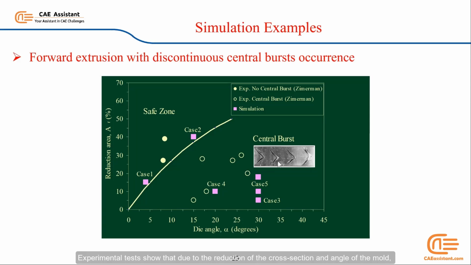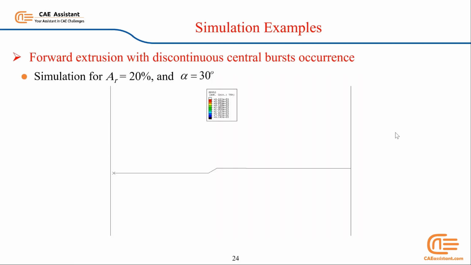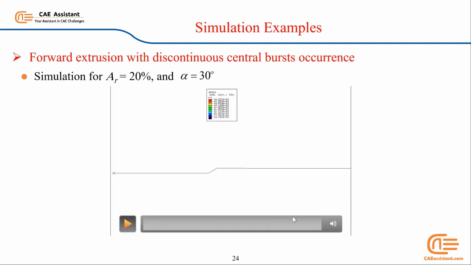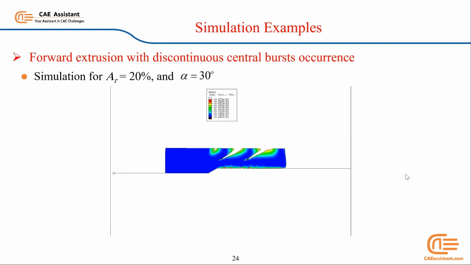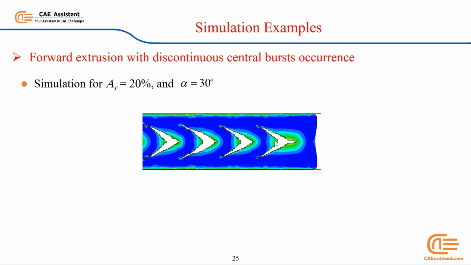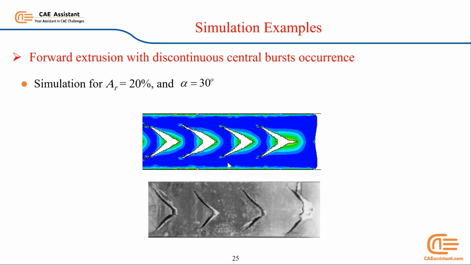Experimental tests show that due to the reduction of the cross-section and angle of the mold, two safe zones and an area where cracks are created are obtained, which is explained in the main presentation. In this slide, the simulation is done and its output is shown. This simulation can be compared with the experimental example.